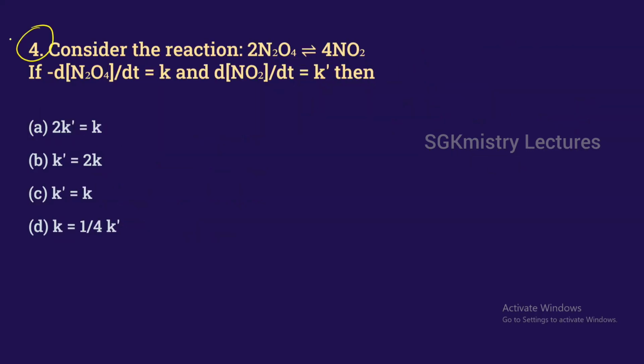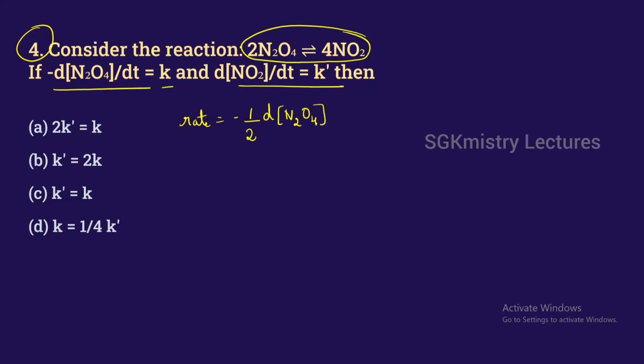Next, question number 4. Consider the reaction 2N2O4 gives 4NO2. Now, here they have given some constants, that is K and K dash. So first, let us try to write the equation for the rate. So rate is equal to, here there is 2. So it will be minus half into d of N2O4 divided by dt is equal to, here 1 by 4 concentration of NO2 divided by dt, right?